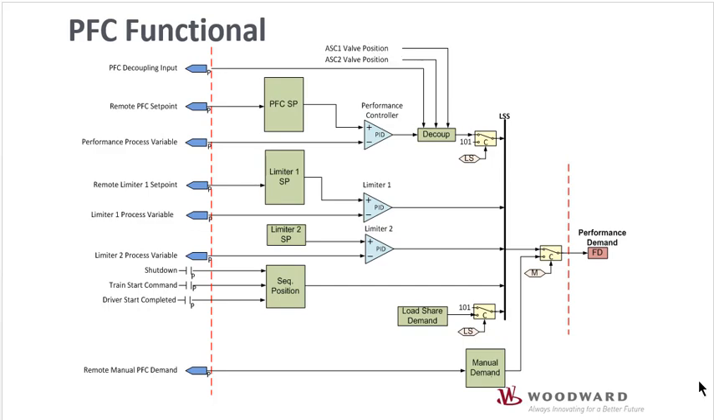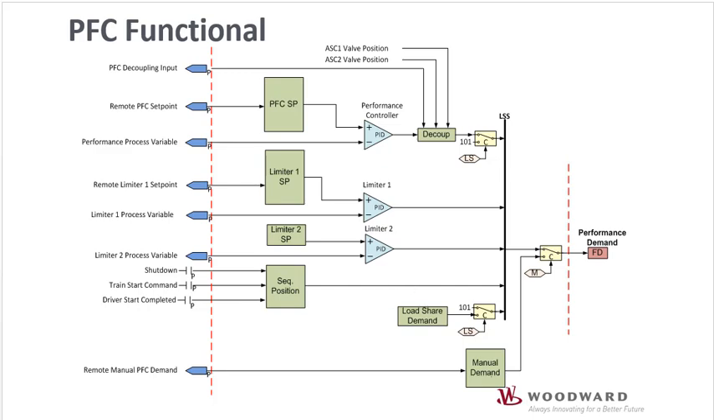So those are the control functions within the performance controller. When we're configuring this, we'll be setting up things like the set point range, the process variable that we're looking to use on the controller, whether we want to use the limiter PIDs, what their set point ranges are, and then the sequencing position, setting the rates and the valve positions that we ramp to during startup and shutdown.